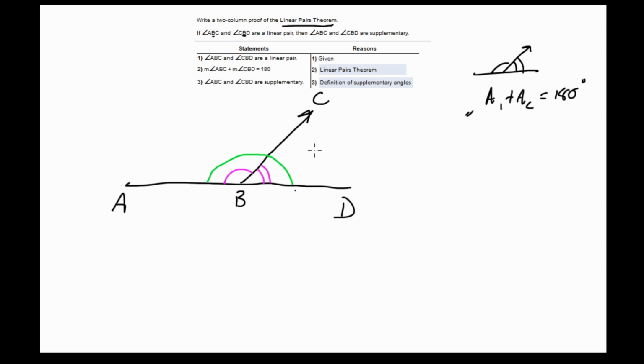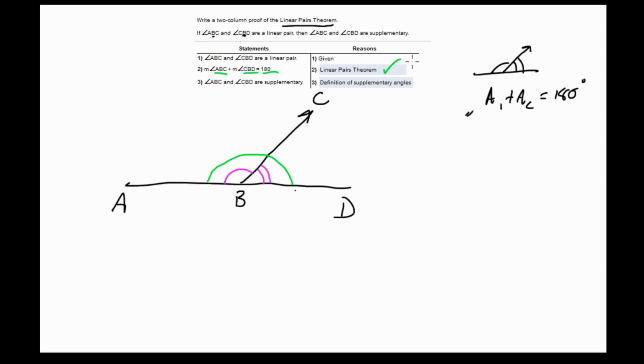So I can see now that my two purple angles added together will equal my green angle of 180 degrees. But we don't have to do all that anymore. We're just trying to write a proof. So here visually we can see that the measure of angle ABC plus CBD is equal to 180. We have visual proof. We've done it on this lesson already. You've done it in your homework. So you can just say that yes, by the linear pairs theorem, this is true.